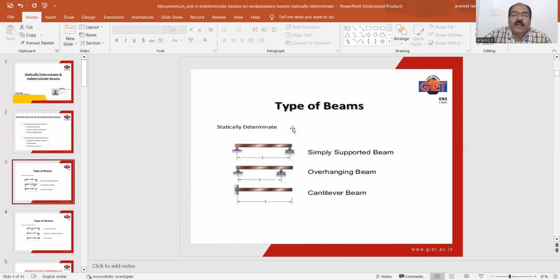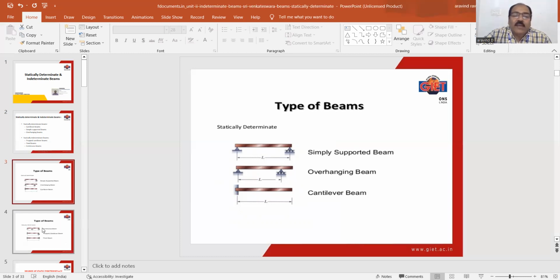Here, we can see the different types of determinate and indeterminate beams. Here, in the picture, we can see a simply supported beam. This is a statically determinate beam. Similarly, an overhanging beam, a cantilever beam. These are all statically determinate beams.